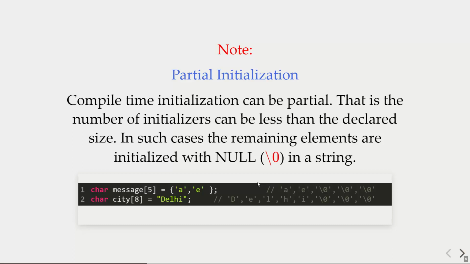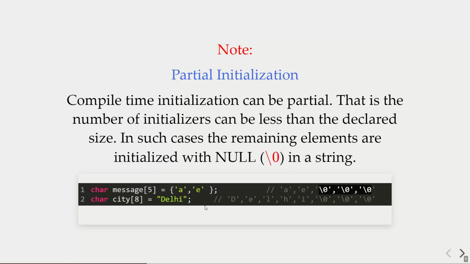Let's see what is partial initialization. Let's suppose you have a character array of size 5, like over here I have a character array message of size 5, and you are adding only 2 elements to it, A and E. The array can hold up to 5 characters, so A is stored at the first location, E is stored at the second location, and the remaining 3 locations will be filled with the null character.